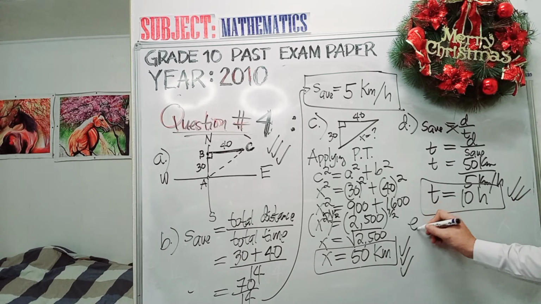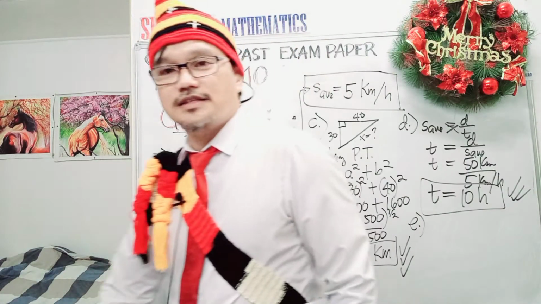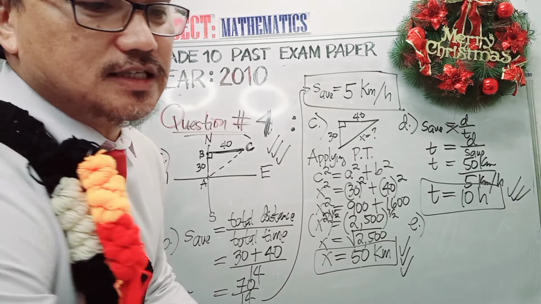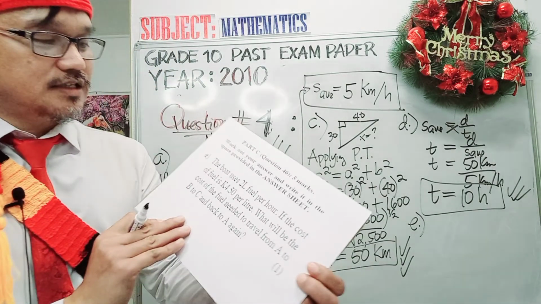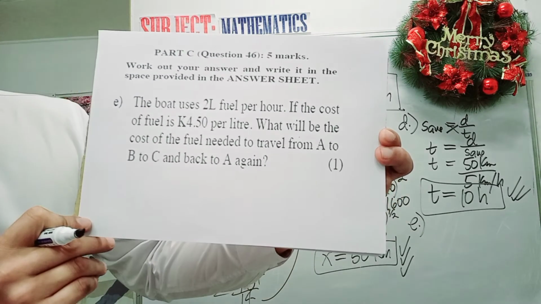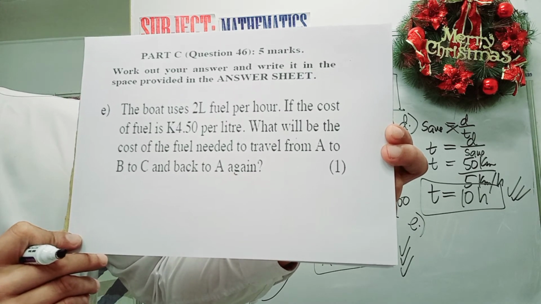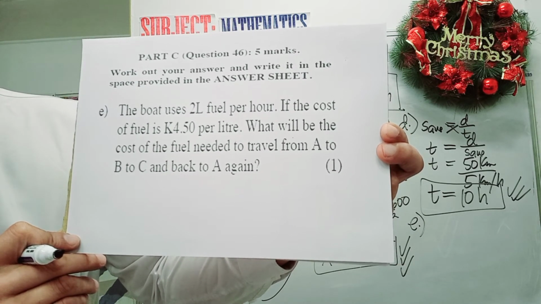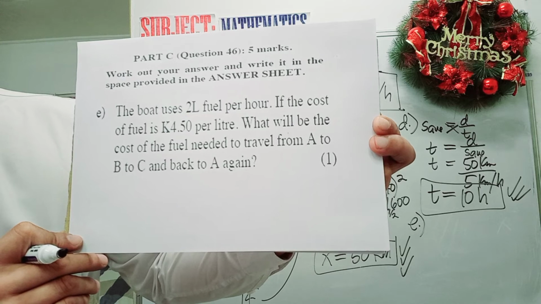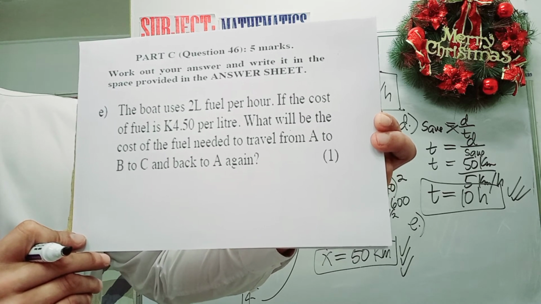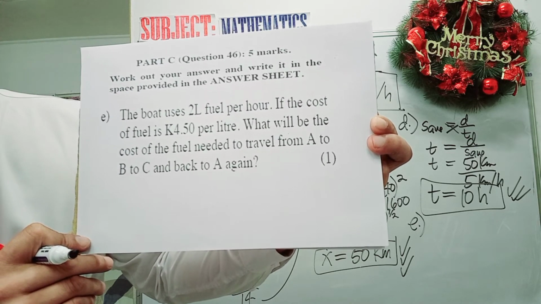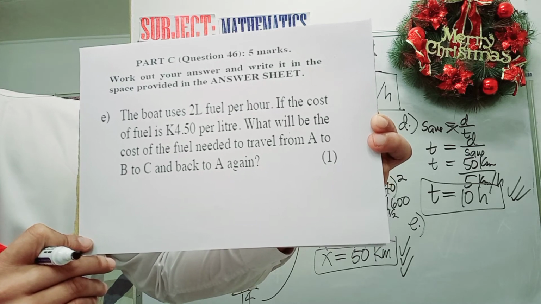Next one is letter E. The letter E question is, this is the letter E for question 46, worth 1 mark. The boat uses 2 liters of fuel per hour. If the cost of fuel is 4,50 toya per liter, what will be the cost of the fuel needed to travel from A to B to C and back to A again?